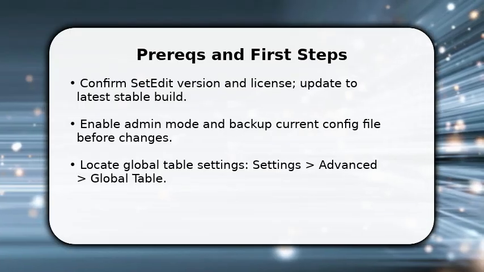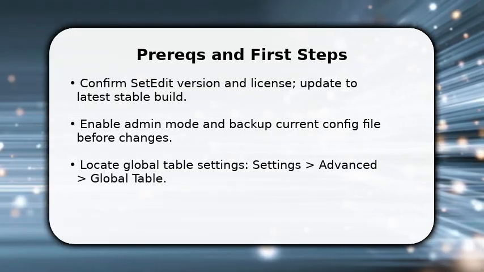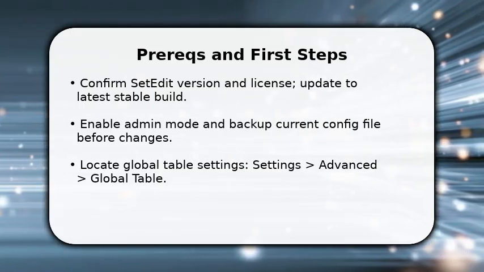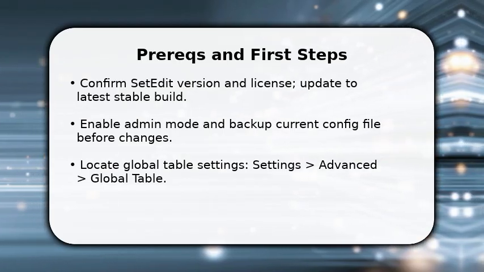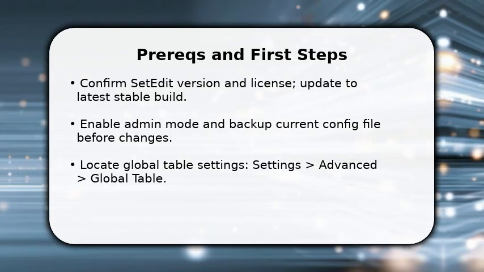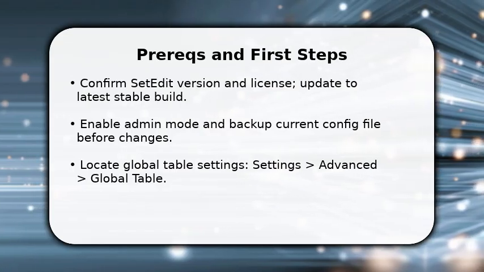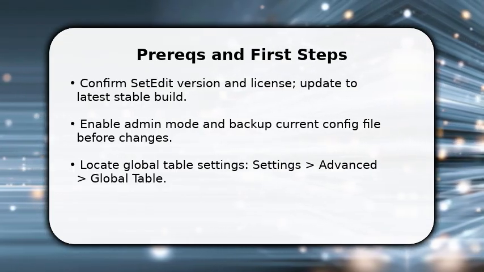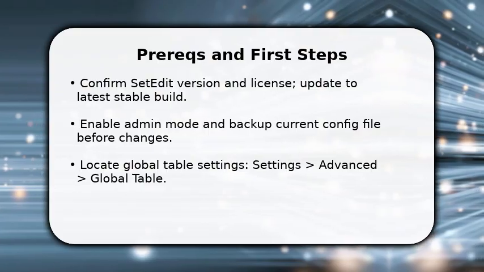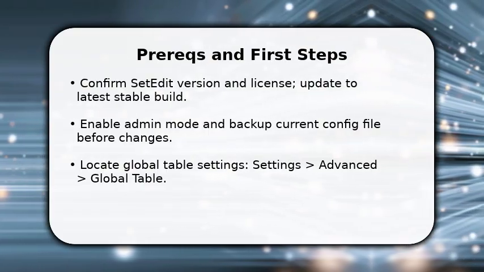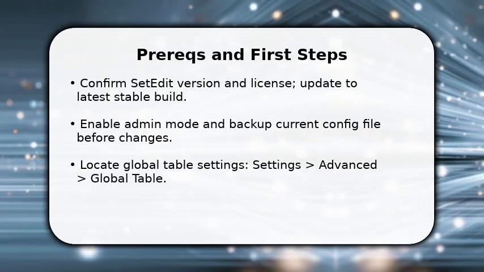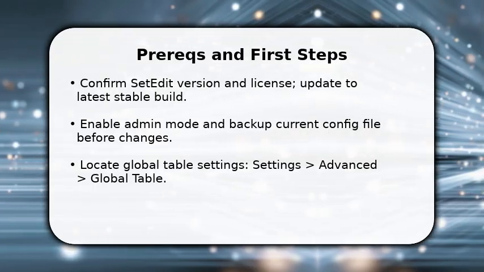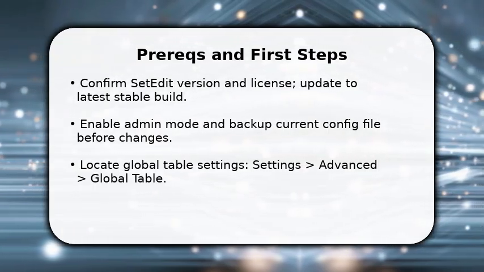You start by confirming Setedit is up to date and you have admin rights. This prevents permission errors. Once done, back up the active config to a safe location so you can revert if needed. Next, open Settings, switch to Advanced, and navigate to Global Table. You do this now because the interface exposes the activation flag only in advanced mode. Make sure the application is not in read-only or sync state when you proceed.